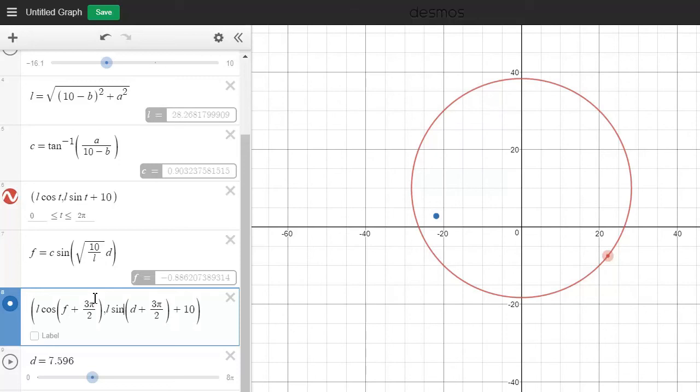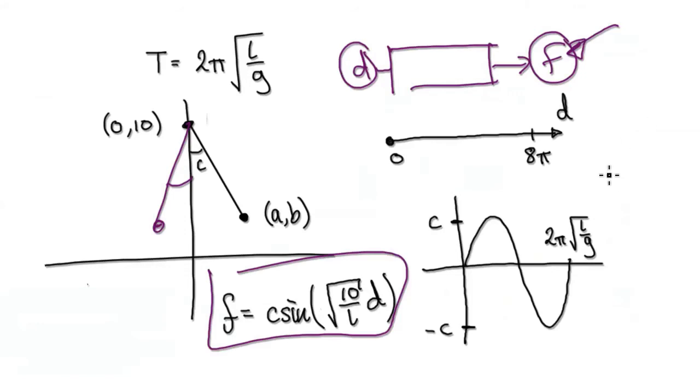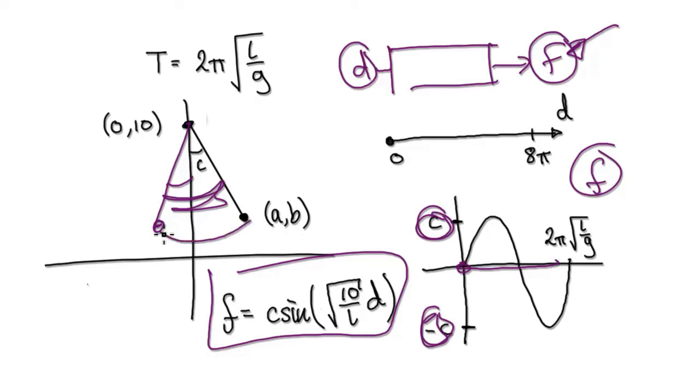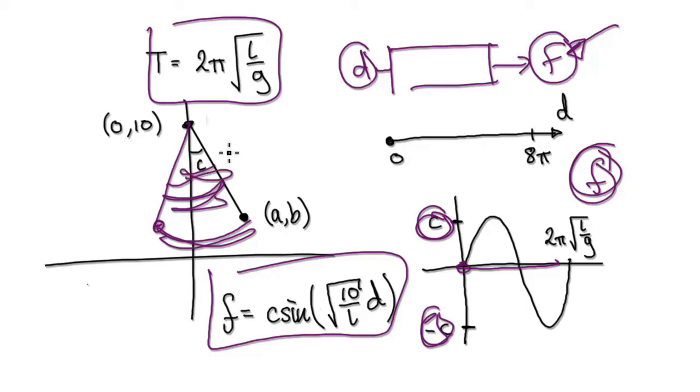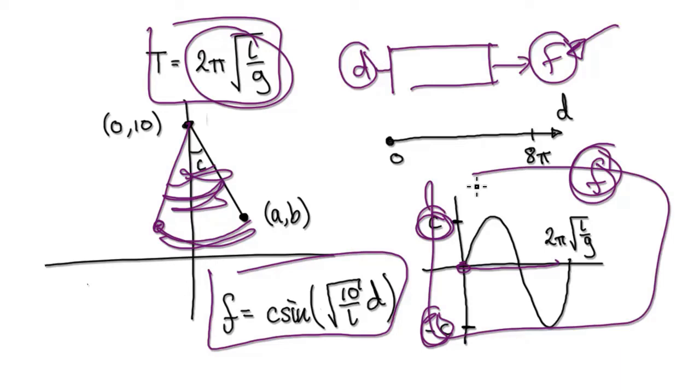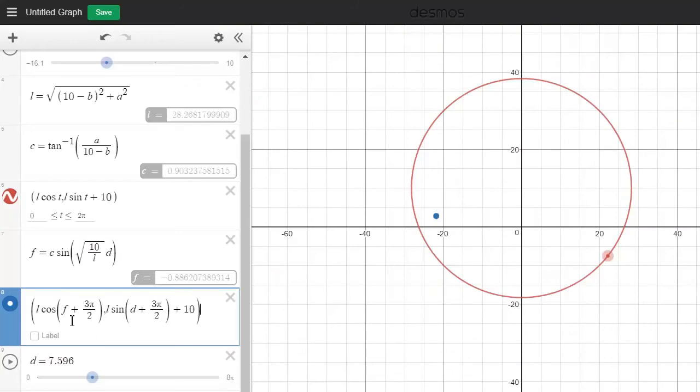Let me just jump back to here. Remember, F takes care of the oscillation, which is C and negative C, and F also takes care that the time it takes to do one swing is given by this. So F takes care of the oscillation and the period of oscillation. So going back to here, change all the D's to F. So put an F in there. Now let's test it.